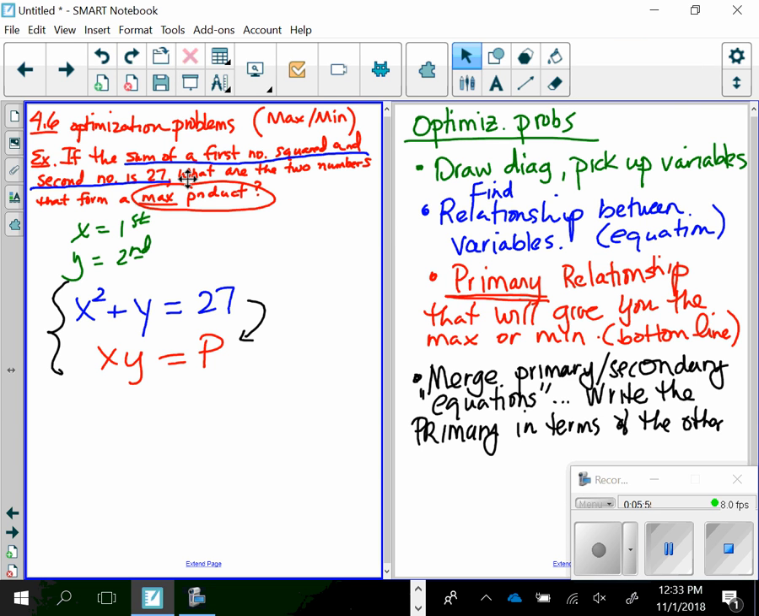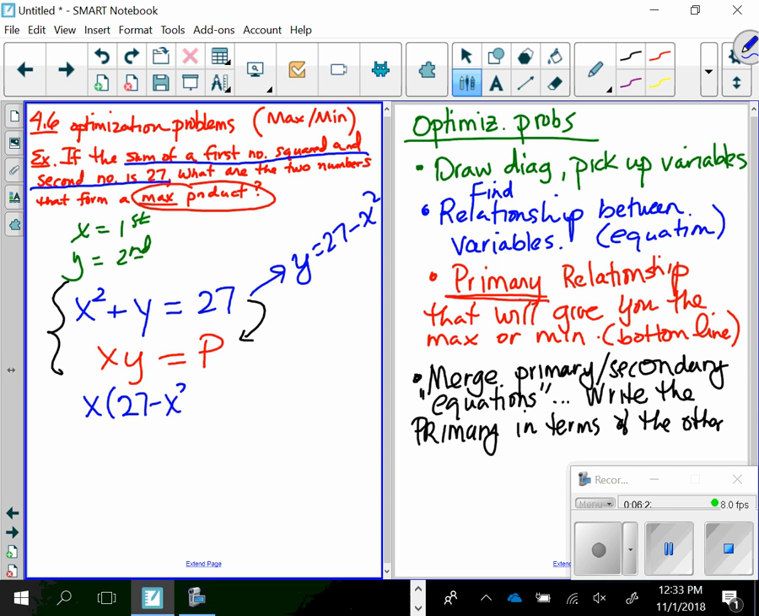Set the blue equal to y. So what does y equal? Y equals 27 minus x squared. Then we keep x as it is, and y gets replaced with 27 minus x squared, and we have a merging. Good job. It's a substitution, but it's kind of weird because you may wonder what that p is. P is just our bottom line.